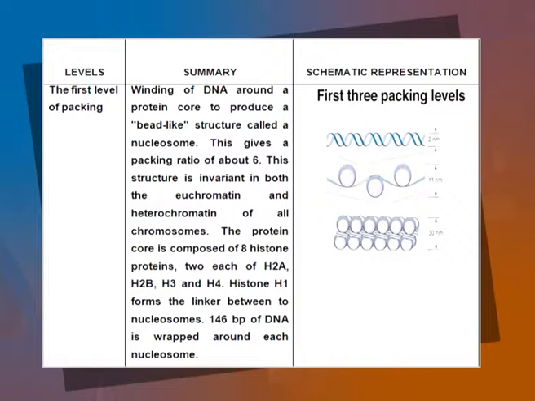The first level of packaging involves the winding of DNA around a protein core to produce a bead-like structure called a nucleosome. This gives a packing ratio of about 6. This structure is invariant in both the euchromatin and heterochromatin of all chromosomes. The protein core is composed of 8 histone proteins, 2 each of H2A, H2B, H3 and H4. Histone H1 forms the linker between 2 nucleosomes. 146 base pairs of DNA is wrapped around each nucleosome.